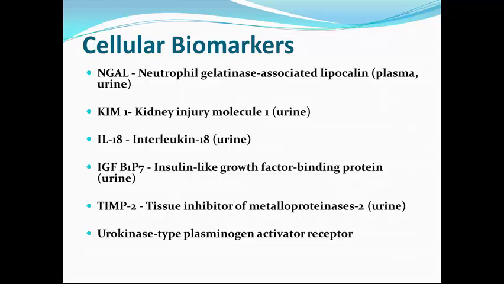Other biomarkers that have been useful include kidney injury molecule 1 and interleukin 18, which are both urine markers. And this is very important because urine markers are going to go up faster and be more representative than plasma markers.